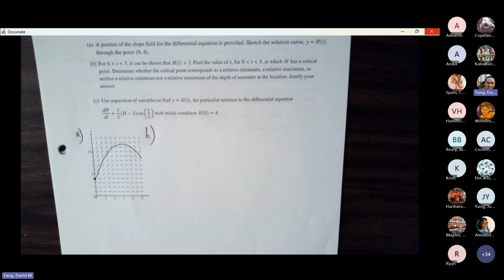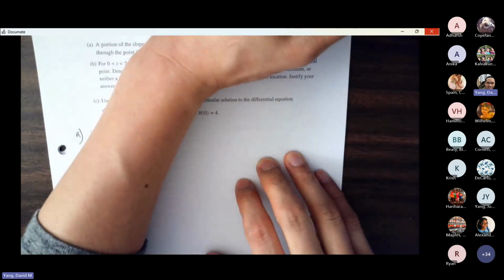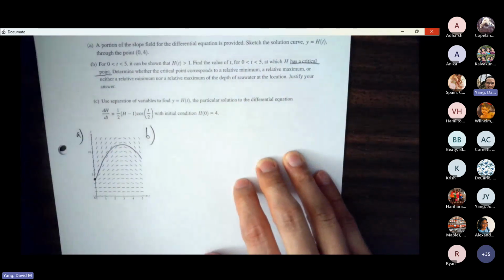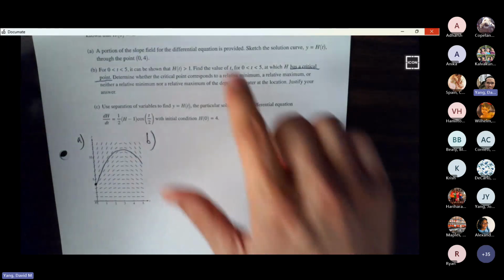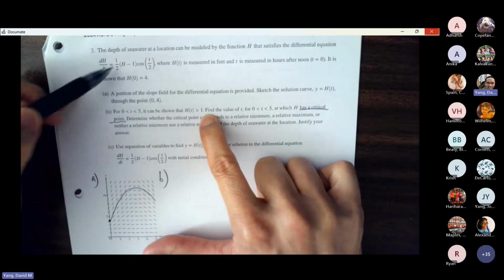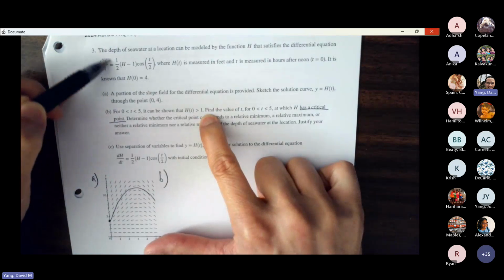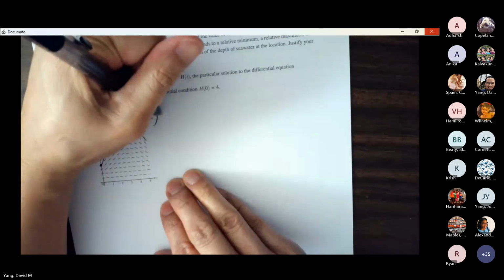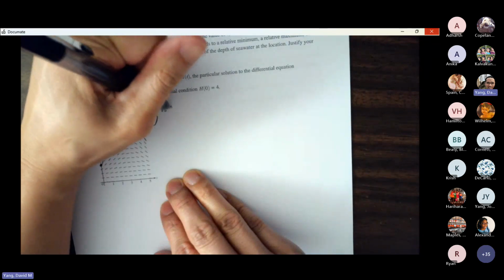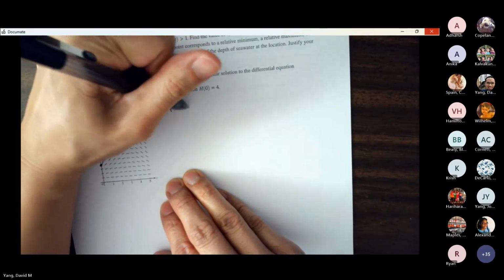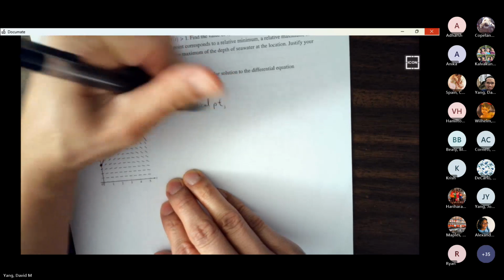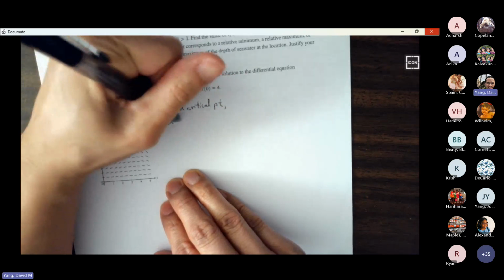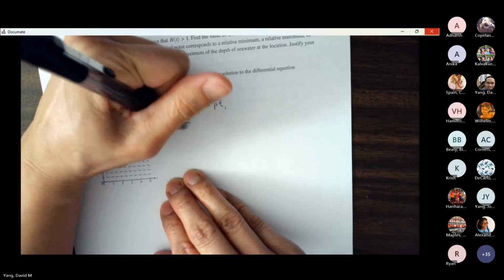Justify your answer. So we know that if we want to find a critical point, that's going to come from the derivative. So we're going to have to set h prime equal to 0. And we know that dH/dt is basically at the h prime level. So we just have to set dH/dt equal to 0. So to find the critical point, we're going to set dH/dt equal to 0.